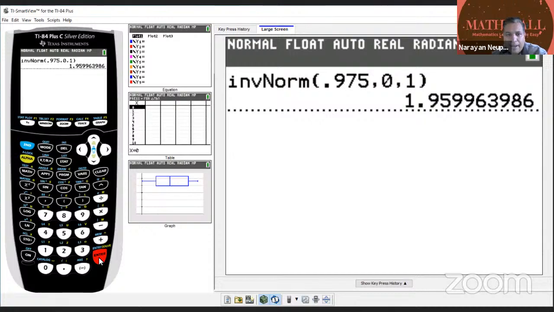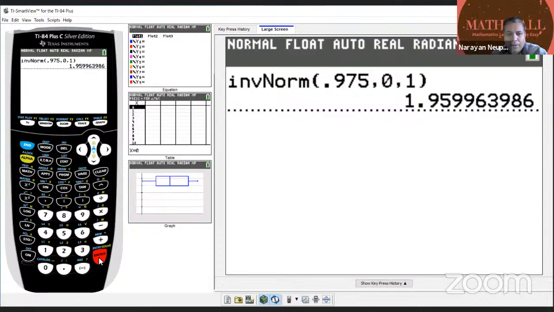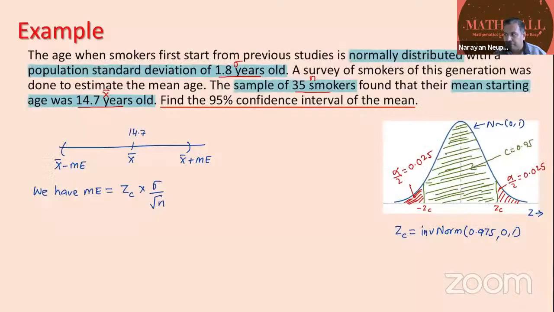Do you get the same value as I got? Yeah, 1.9600. That is right. So that is the value of the Z critical. Okay, that's your Z critical. Okay, let me try to share back the other screen. I think I need to stop sharing this one. Okay. Can you see my screen now?